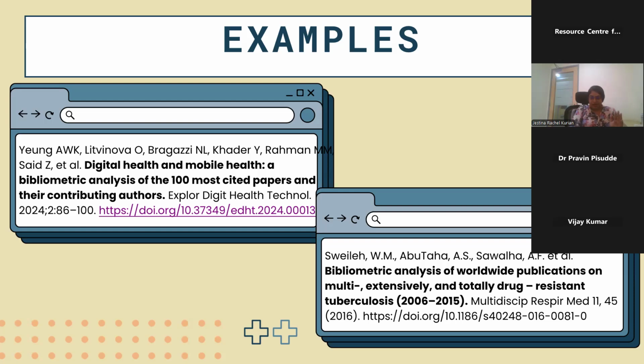Can somebody find where the aim is given in this paragraph in the digital health introduction? Can somebody read out the aim? Has anyone found it?